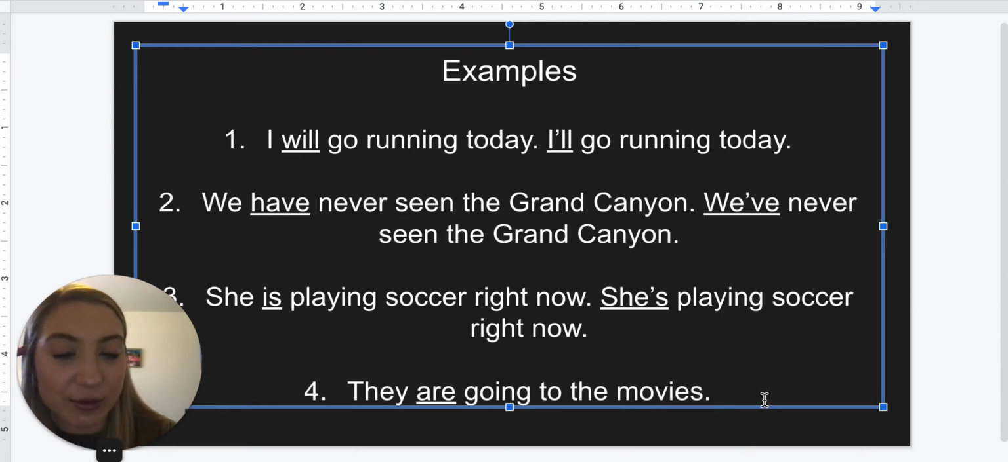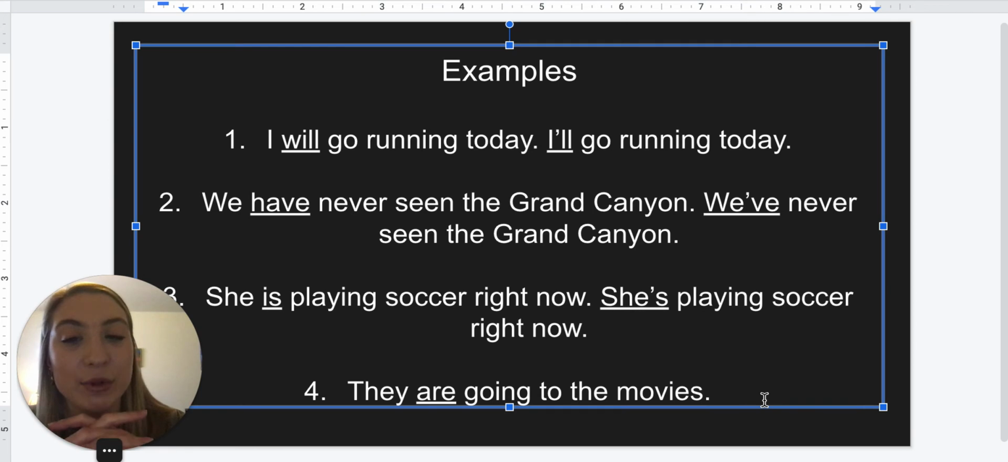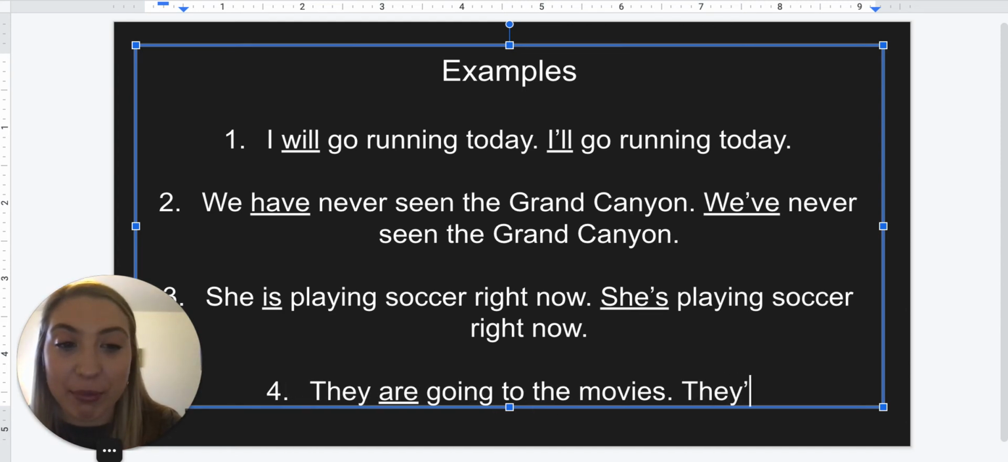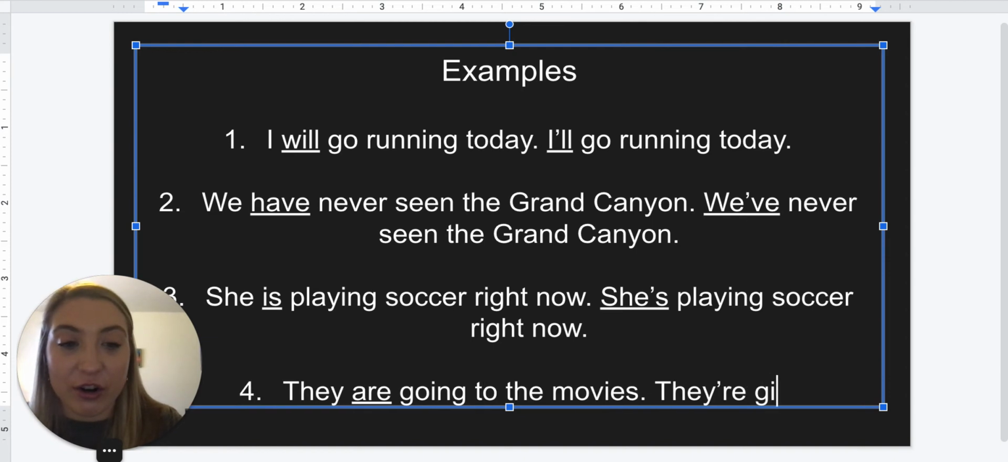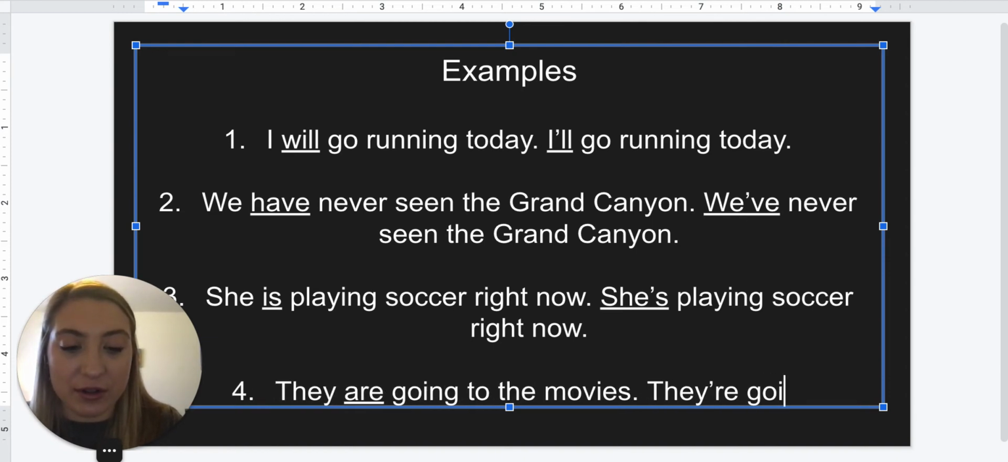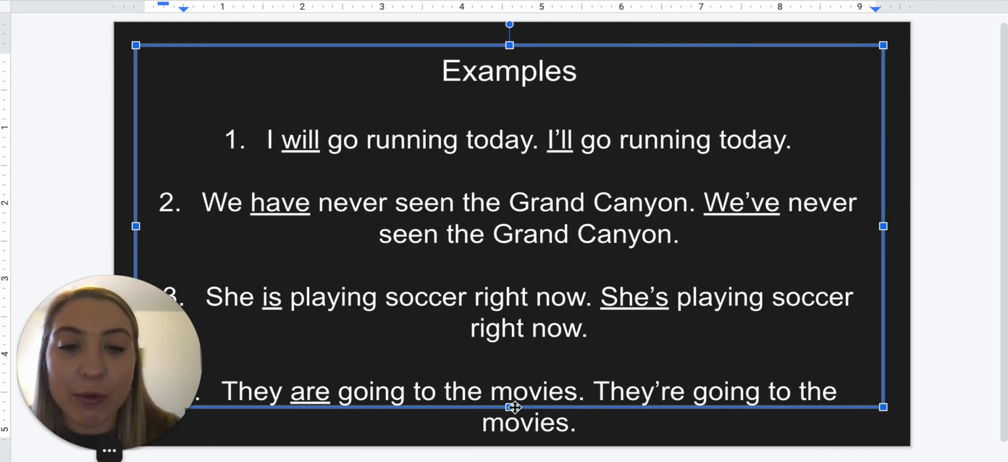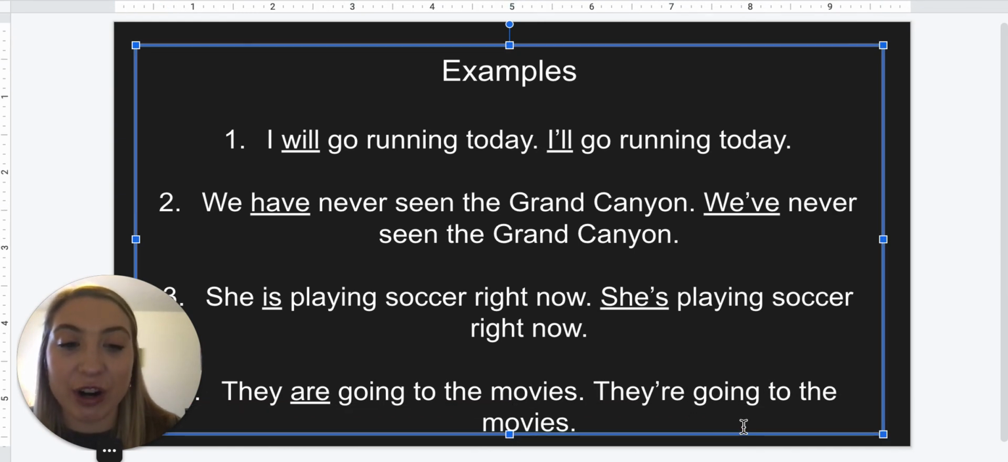And then our last one, they are going to the movies. This pronoun and verb are going to be just like she is, where we're keeping the pronoun the same, but our apostrophe is just going to represent the A. So then we're keeping our ending RE. They're going to the movies. So this is how we can see our contractions being made.